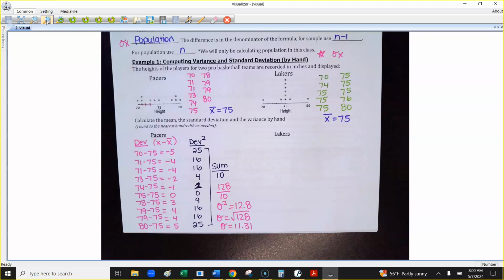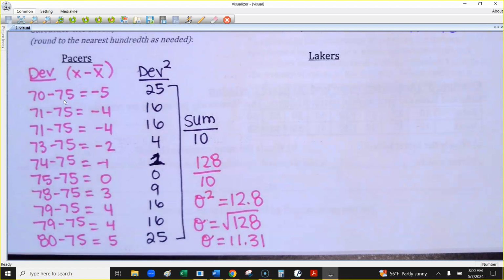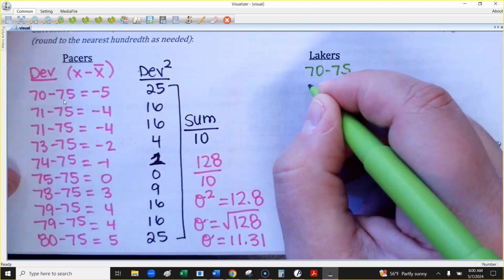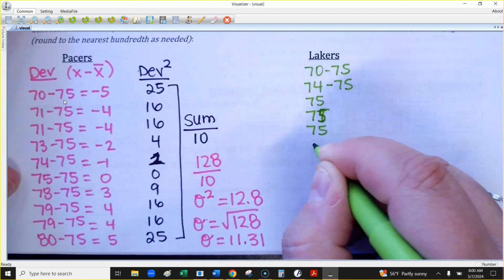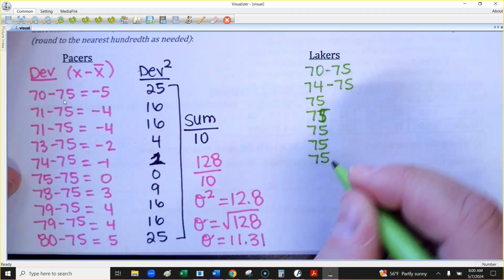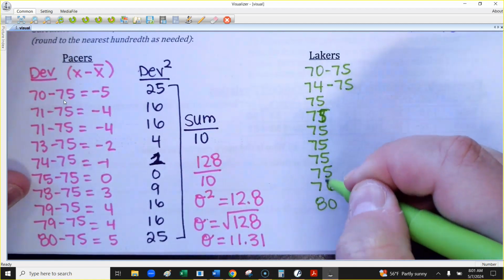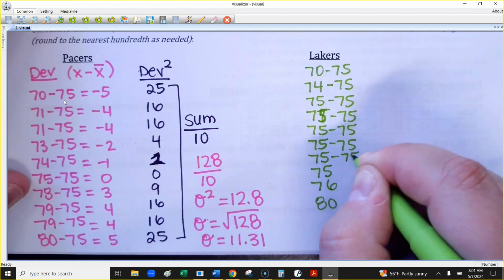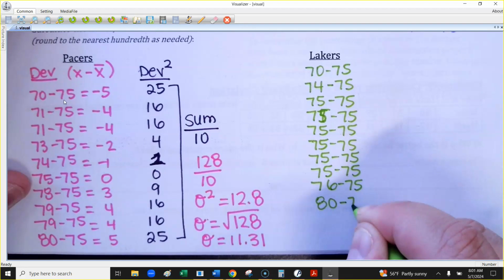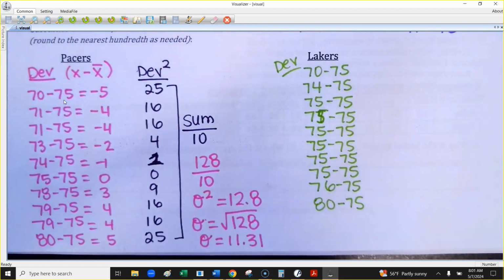Okay. Let me see if you guys can do this. Just go ahead and do the same process. Let me blow it up so you can actually see it. But you're going to do it for the Lakers. So you're going to find each one of the deviations. I'm going to write these numbers down here. So the first person is 70. Their mean is also 75. So we're just going to go through here for each person. And I'm going to try to remember to write 75 6 times. And just each time subtract 75. For the Lakers, a lot of these end up being 0. So this is my deviation here. Your deviation squared.